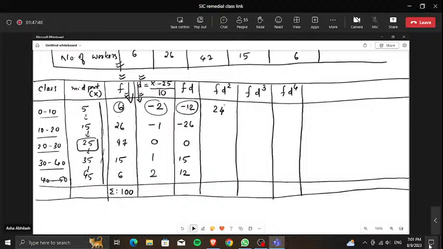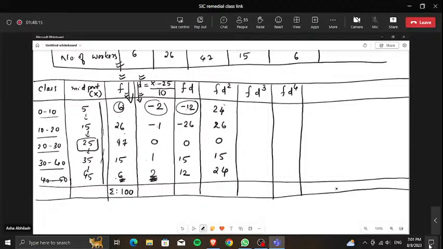Yes, ma'am. So just complete this column quickly. 24, then 26 into 1 square, that is 26. Next is 0 only. Then 15, and 6 into 4, that is 24, and 6 into 2 square, that is 24. What is the total summation?